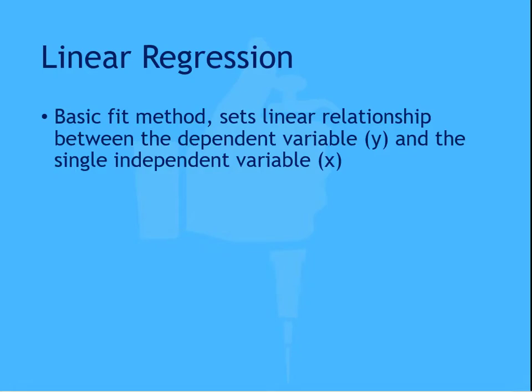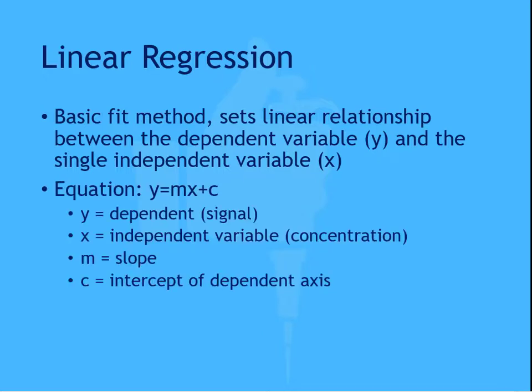This is a basic fit method that sets the linear relationship between the dependent variable y and the independent variable x. The equation is y equals mx plus c, with the dependent variable or signal being y, and the independent variable or concentration being x. M is equal to the slope, and c is the intercept of the y-axis.